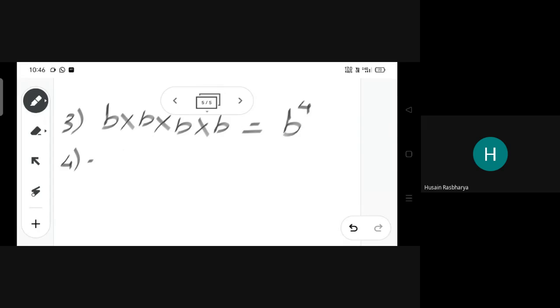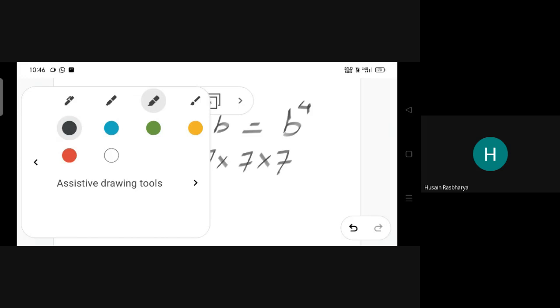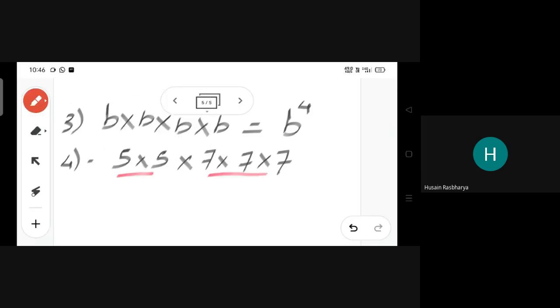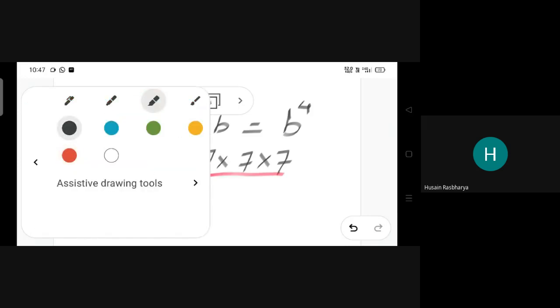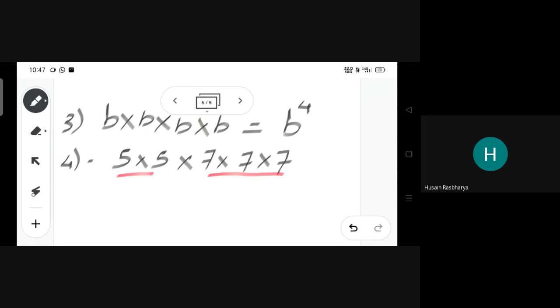And the fourth question is 5 multiplied by 5 multiplied by 7 into 7 into 7. So if we look at this, there are two parts given here. One is this and another one is this. So what we will do is we will write 5 to power 2, 7 to power 3. Good. So write it down, all of you.